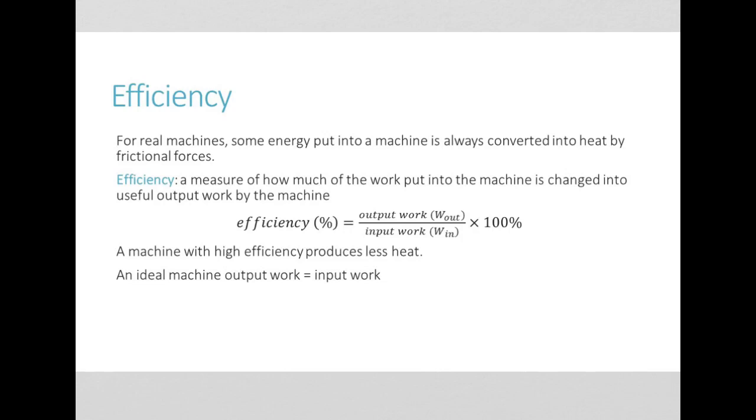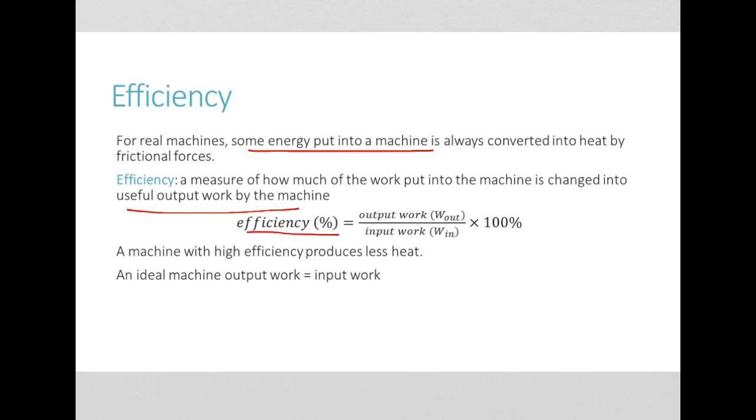And also, for real machines, some of the energy that's put into the machine is always converted to heat by frictional forces, and we know that frictional forces exist in most regular scenarios. And so efficiency is basically going to be a measure of how much of the work that is actually put into the machine is changed into useful output work by that machine. So I want to know how much of the work that I actually put in went towards doing work on the actual object.